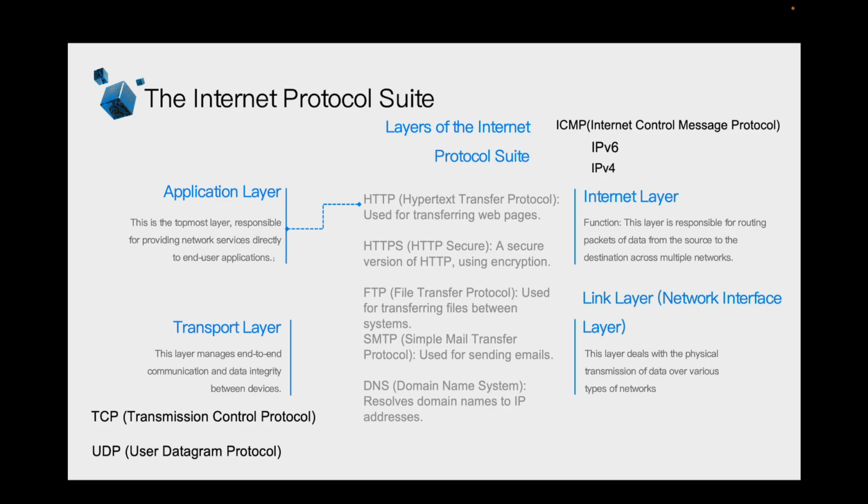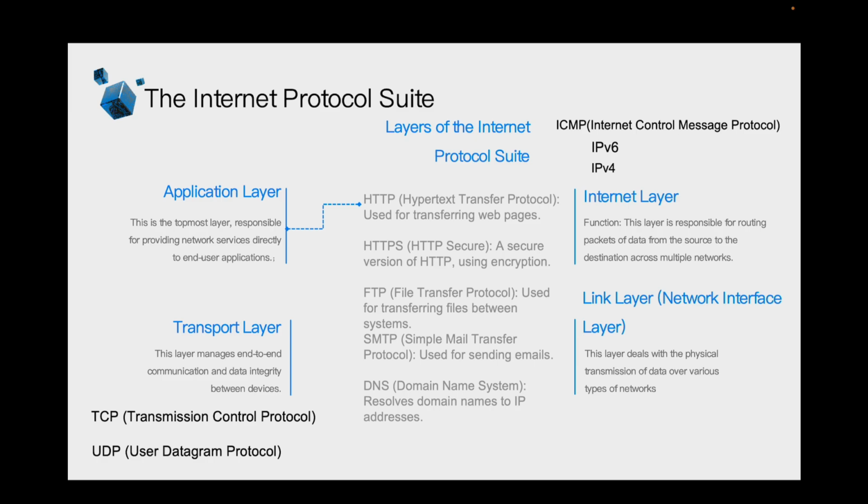Next we have the transport layer, which is the second layer. This layer manages end-to-end communications and data integrity between devices. It ensures that the data is transferred reliably and in the correct order. In this one, there's TCP and UDP.